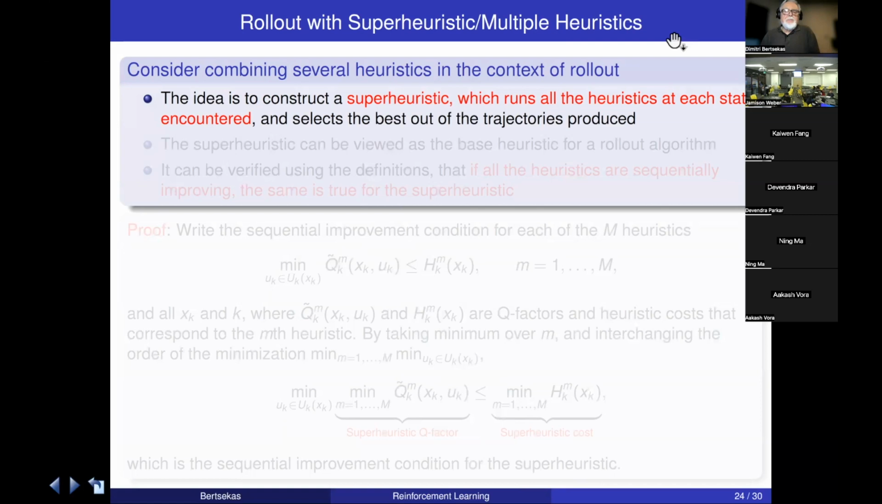Okay, here's another interesting variation. In many problems, there may be multiple heuristics that seem promising and that we would ideally want to use. It would be nice if we could use the right heuristic at the right part of the state space. So this variation allows us to do something like that. We combine several heuristics by constructing a super heuristic, one that at each state encountered runs all the heuristics and selects the best out of the trajectories produced. It considers all the Q factors of all the heuristics and then finds the best of all of them.